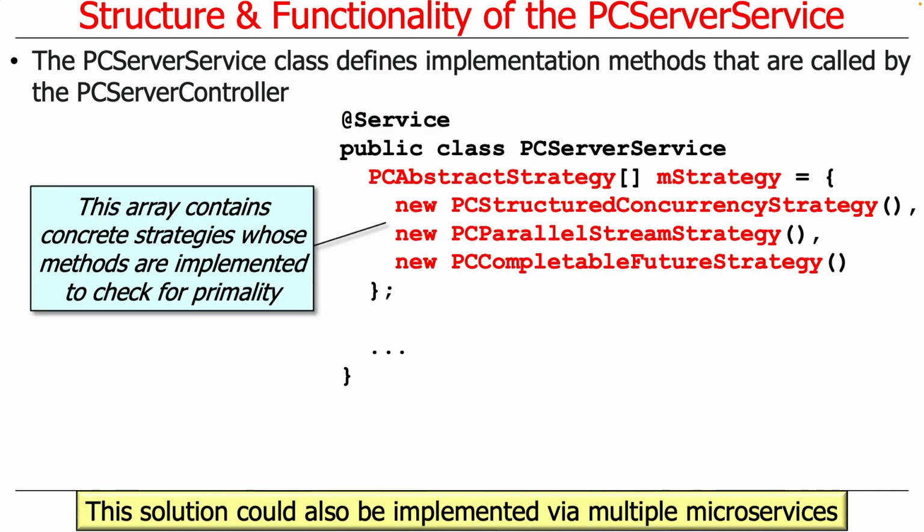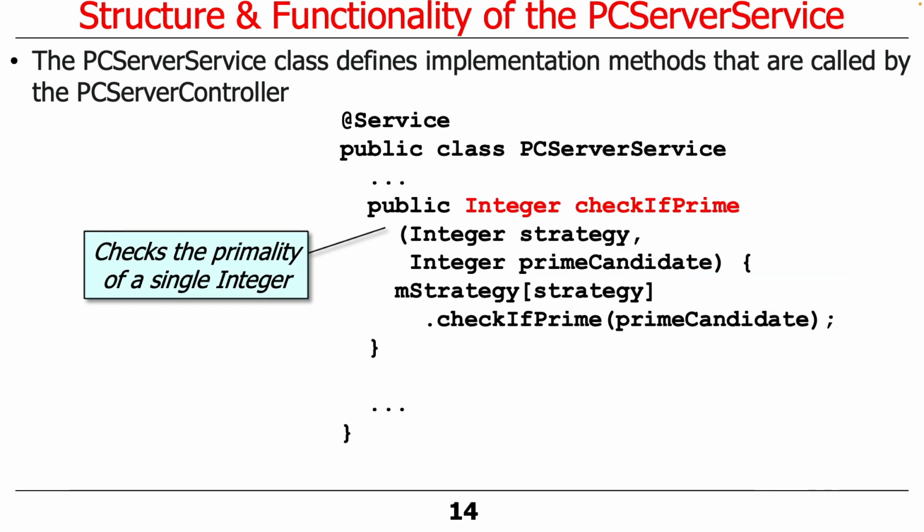Here's what we use as our data structure. This also looks very familiar to the bearer quotes example. We have an array of different strategies where the order matters. So we have 0, 1, and 2 being structured concurrency, parallel streams, and completable futures. We could also have implemented this solution using multiple microservices. I will show you that soon. Trying to keep it simple so we don't have to talk about that yet. That opens up a new can of worms, especially for testing. But for now, keeping it simple.